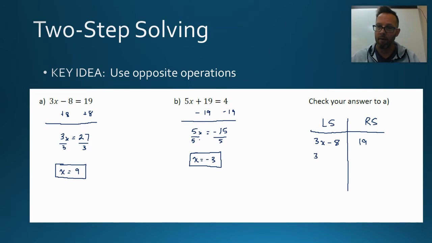So we're going to plug in 9. 3 times 9 is 27. And 27 minus 8 is 19. Hey, and that equals the right-hand side. So I know that I did it right. So this is a formal way of showing that you understand that your solution is actually correct. So I may ask you once in a while to show me a check for your answer. Something like this is totally fine.